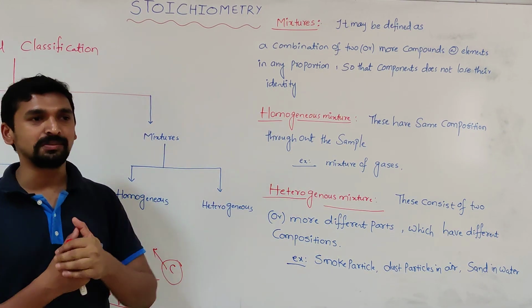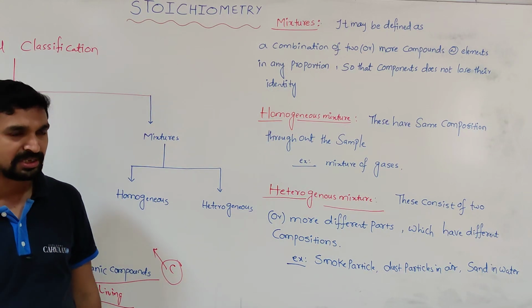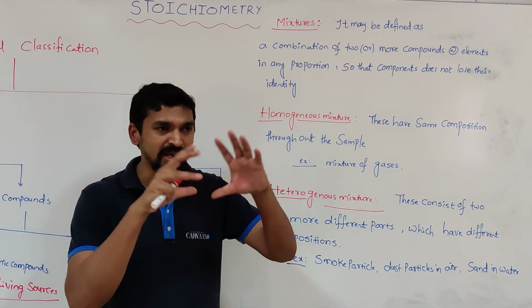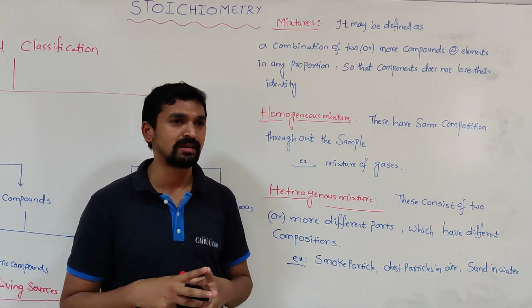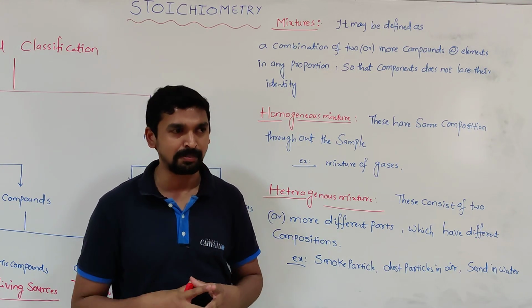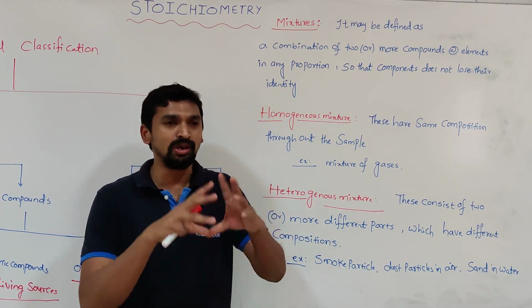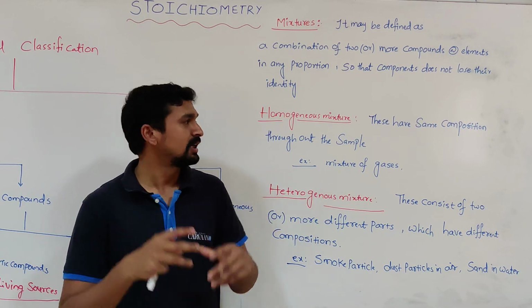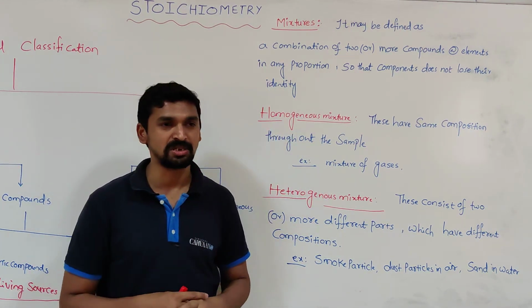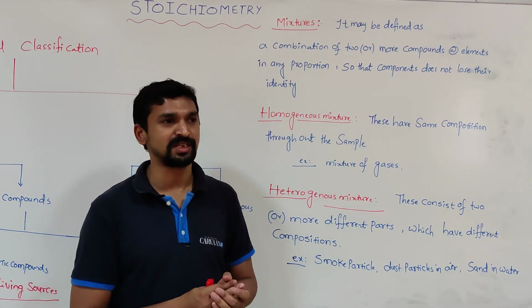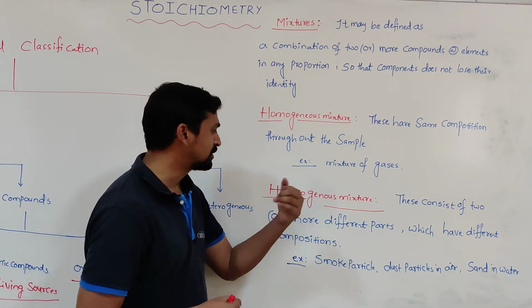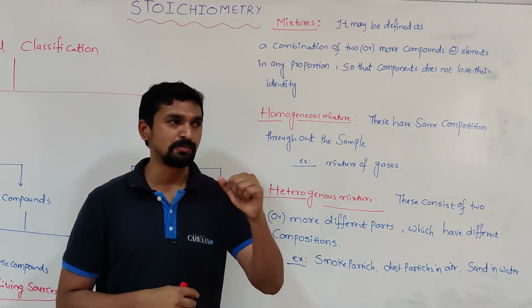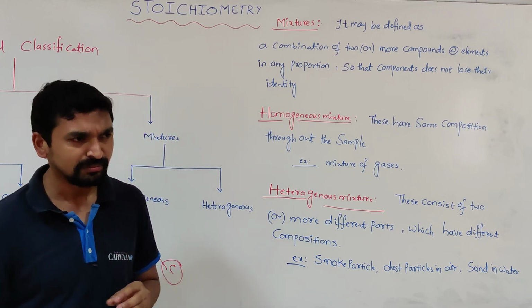The basic difference between the homogeneous and heterogeneous mixture: when we mix two or more different compounds or elements in different proportions, if we get only one phase, then that is called a homogeneous mixture. If more than one phase is present, then that is called a heterogeneous mixture.